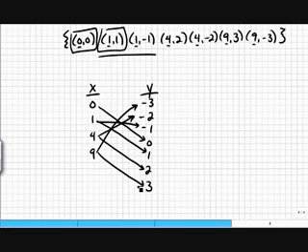So that's all a mapping is, just drawing arrows from your x's, or from your, again, another name for that was your domain, to your range.